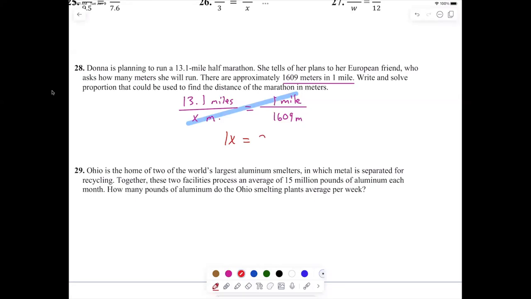13.1 times 1609. What did you get? I didn't hear you. 21,077.9. Thank you. And that would be considered what? Meters. All right. Anybody have problems setting that up? You don't have to divide. Well, you can divide by 1 if you want. All right.